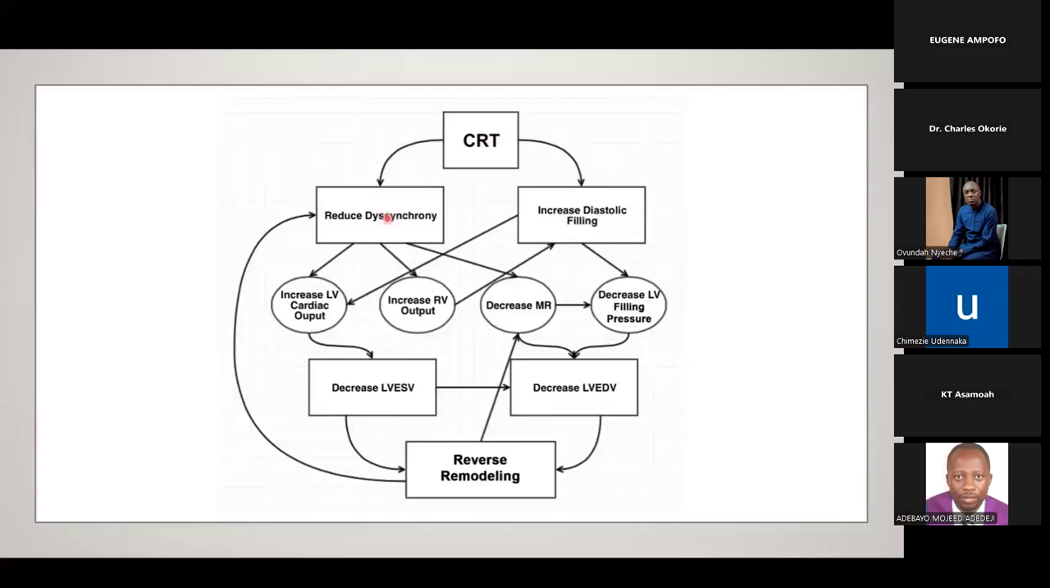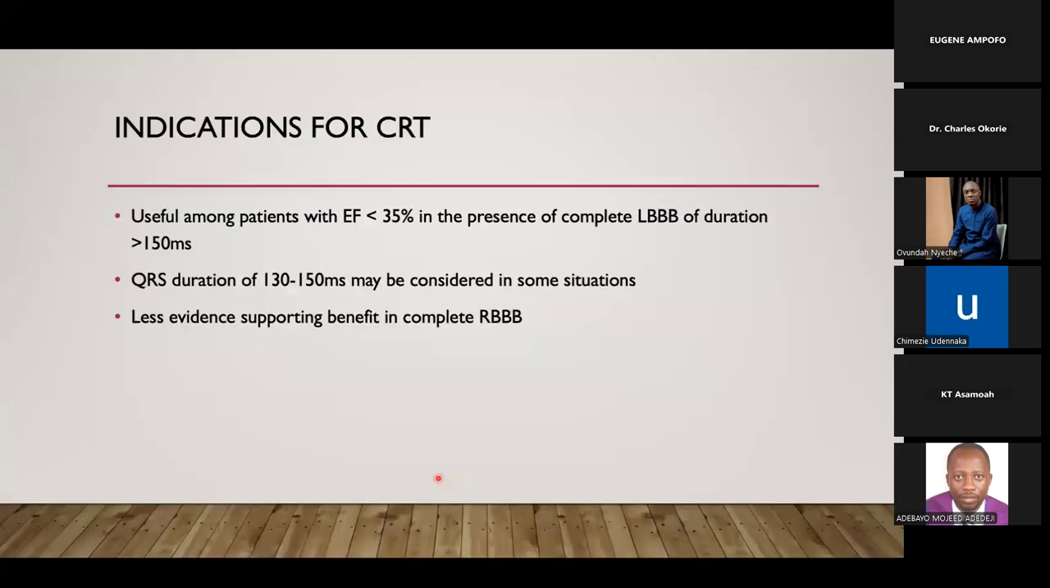So a CRT will reduce the desynchrony and improve diastolic filling, which will improve LV and RV cardiac output, decrease mitral regurgitation, and decrease LV filling pressure. This ultimately reduces the end diastolic volume and the end systolic volume and causes reverse remodeling. So while the desynchrony will cause remodeling, the resynchronization will reverse that remodeling so that the LV is functioning well.